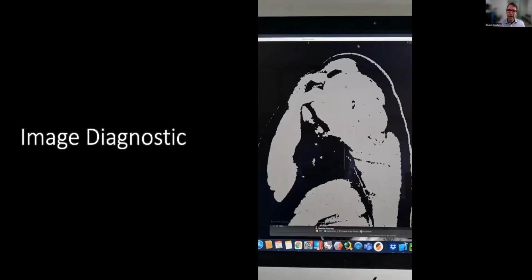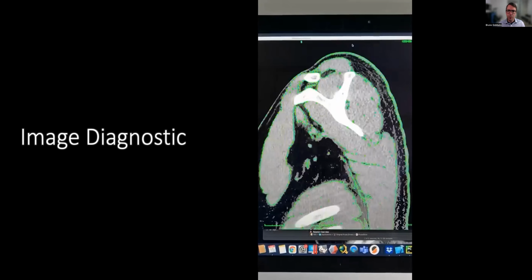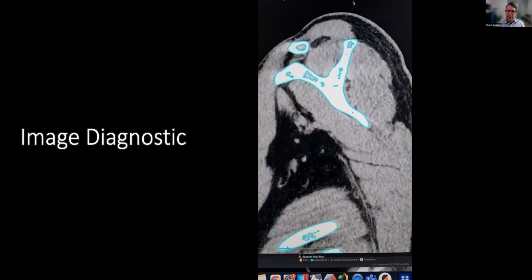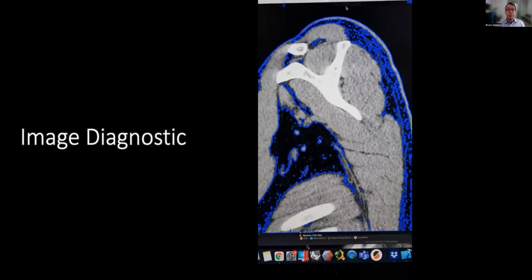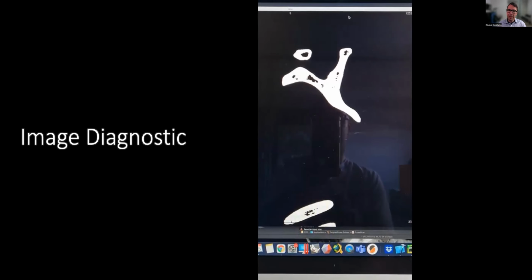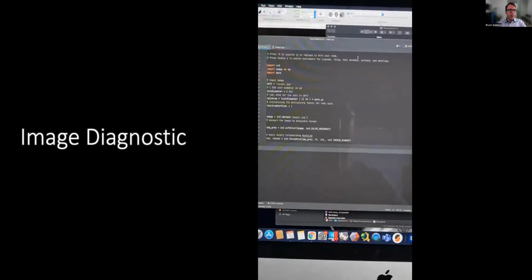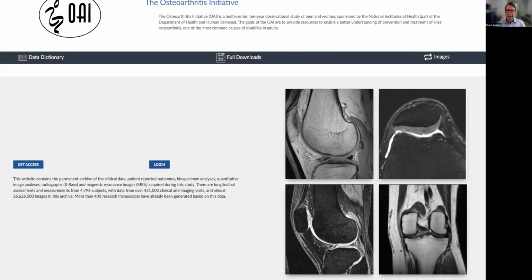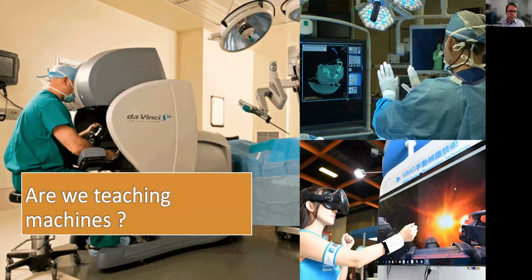Now I'm identifying all the parts of the CT scan. So I'm quantifying the muscle of this patient, the bone, and the amount of fat, and then we can train this robot to understand how much fat this patient has in the muscles and anything else. We can grab data from many sources. This is one of the sources that we can grab data from to train a machine learning for knee arthritis. And are we teaching the machines?